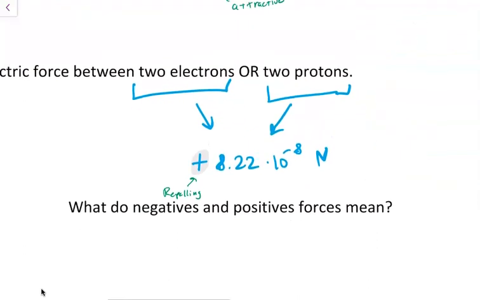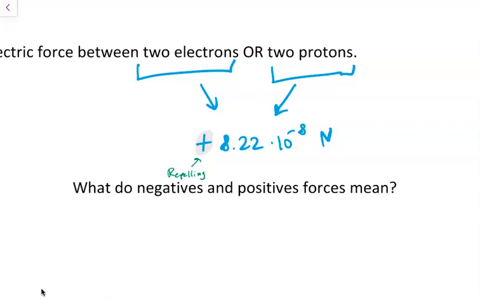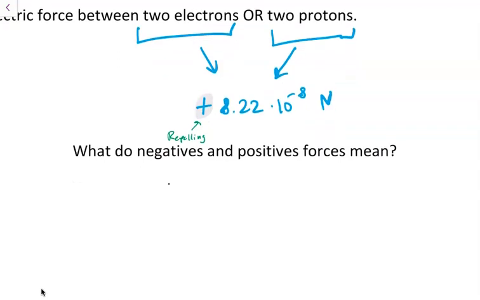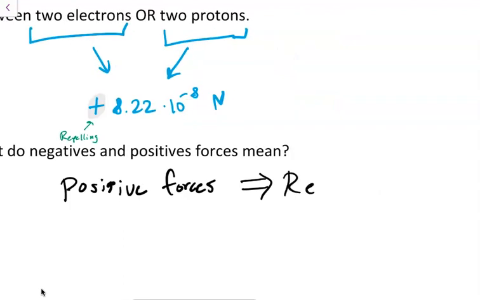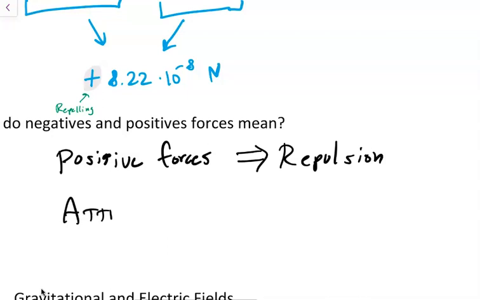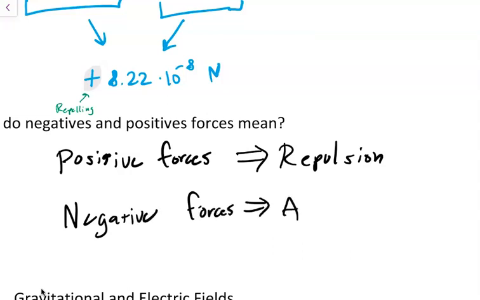So what do negative and positive forces mean? Kind of re-emphasizing, positive forces imply repulsion, and attractive forces, negative forces, will imply attraction.